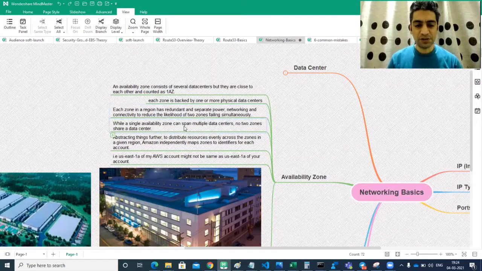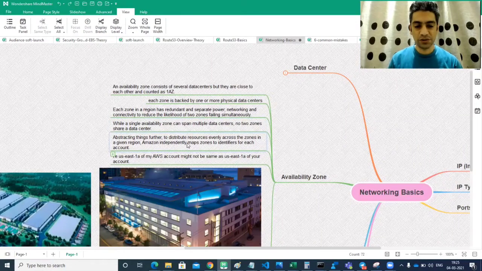While a single availability zone can span multiple data centers, no two zones share a data center. The data center, again, is where the data is hosted. So availability zones have multiple data centers, but they don't share any kind of resources, is what it simply means.